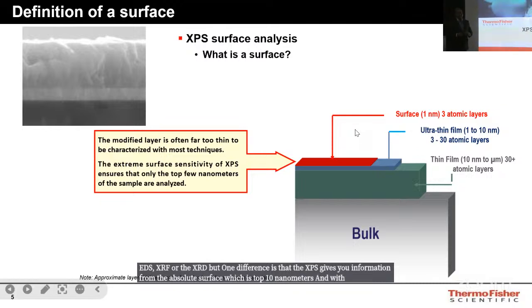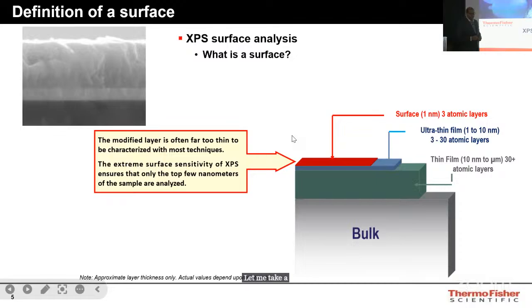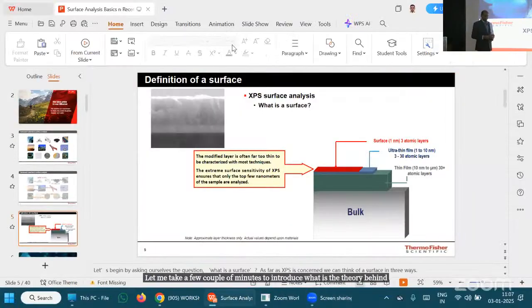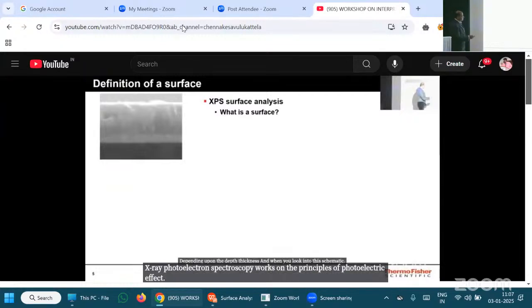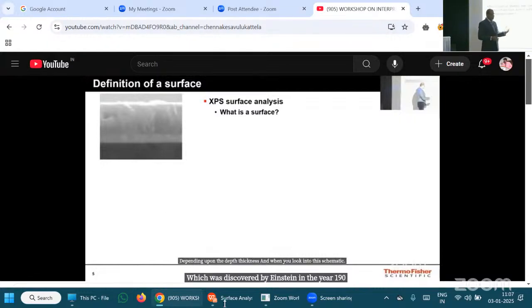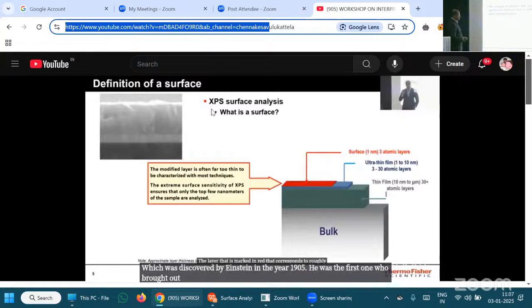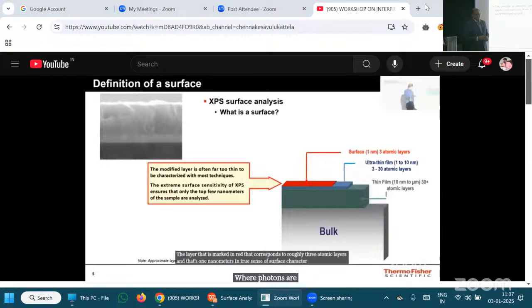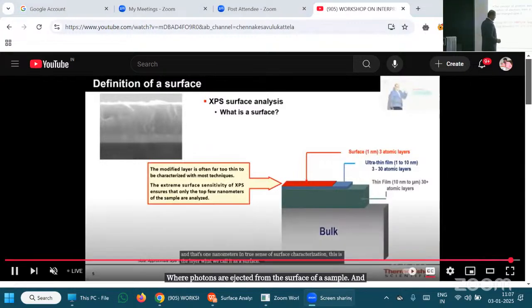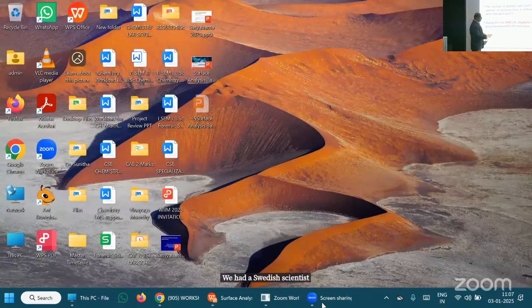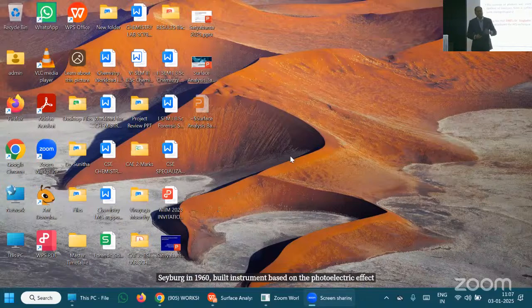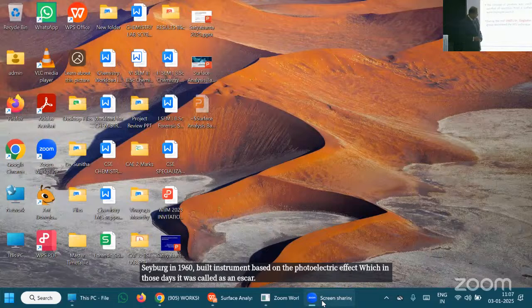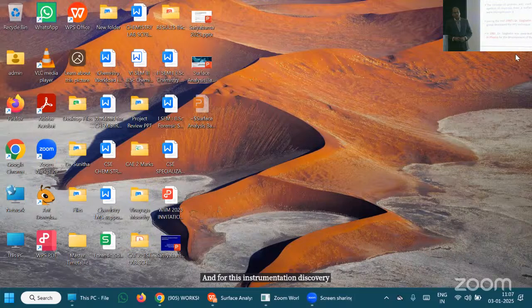And with that, considering we have a larger audience coming from the research community and the student community, let me take a couple of minutes to introduce the theory behind XPS. X-ray photoelectron spectroscopy works on the principle of the photoelectric effect, which was explained by Einstein in 1905. He was the first to bring out the phenomenon of the photoelectric effect, where electrons are ejected from the surface of a sample. Based on this principle, a Swedish scientist, Dr. Siegbahn, built an instrument in 1960 based on the photoelectric effect, which in those days was called ESCA. And for this instrumentation discovery, Siegbahn was awarded the Nobel Prize.